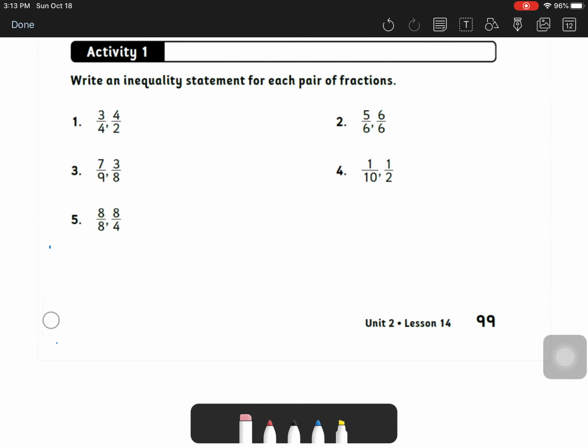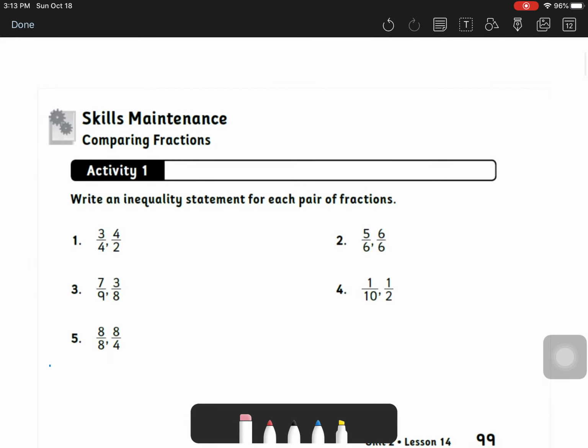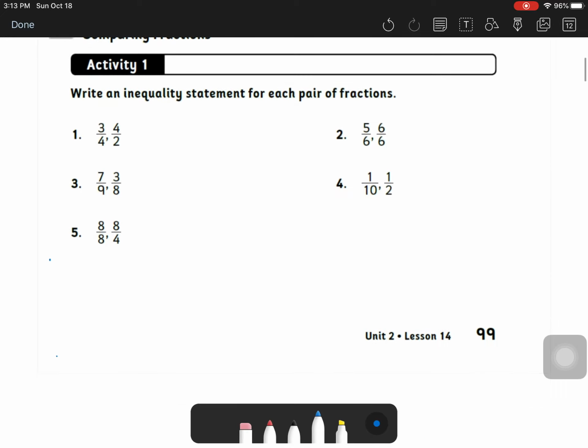Hey, Transmath class, this is our last section for chapter 2. This was a long one, 14 or 15 sections, so we are on 2.14, the last section for chapter 2. Again, most of these are starting off with some inequality statements, so we're just going to do some comparisons. I think you're getting pretty used to these.